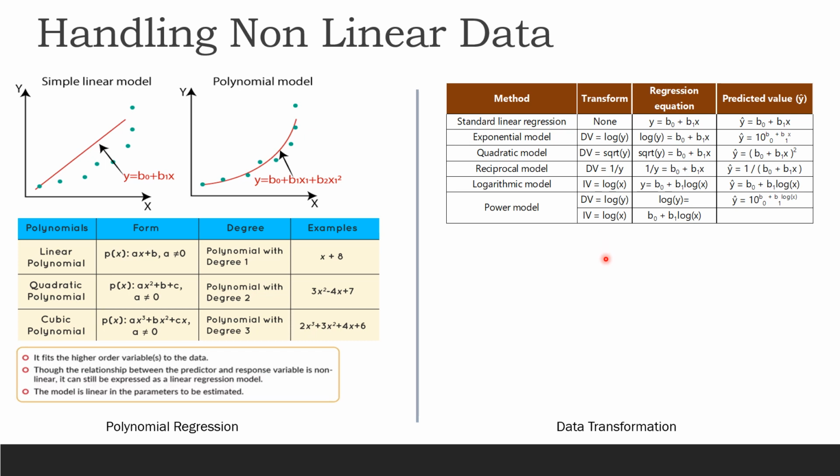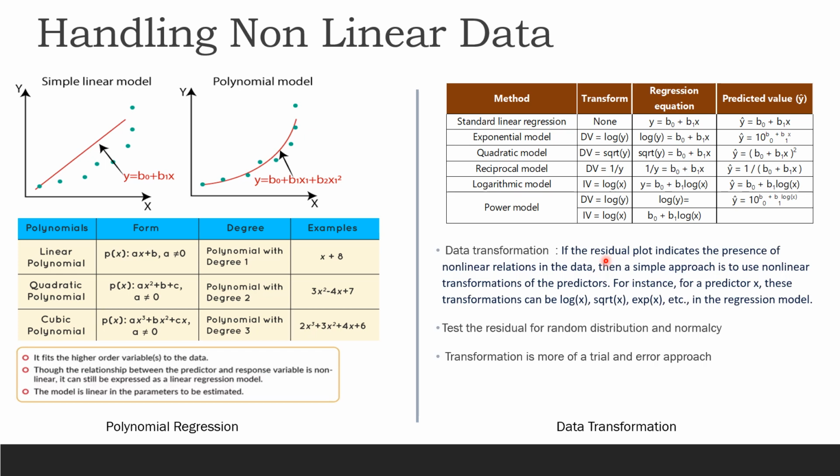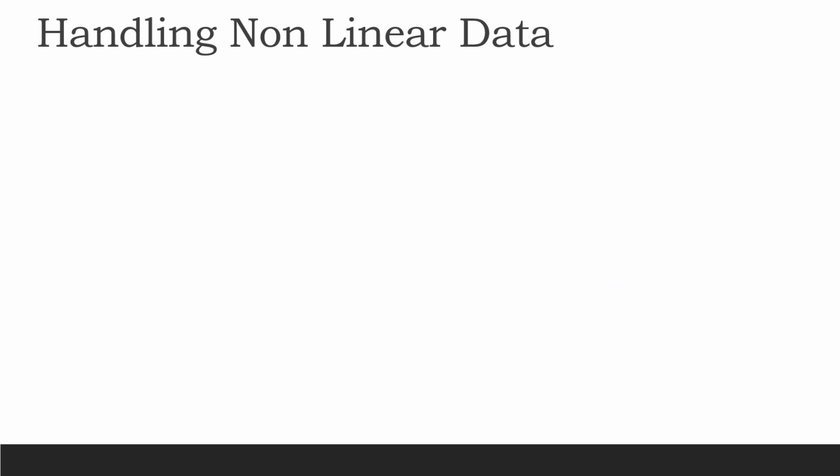By examining the trend that we see from the scatter plot, we might be able to figure out that there is an exponential or a logarithmic or some other function at play here, and those can be incorporated in our regression equation. But again, as we said, the residual, the difference between the predicted and actual, needs to be checked for random distribution and normalcy. And transformation is more of a trial and error approach. You could sense that it is a logarithmic relationship, but it may not fit that way exactly. So it is more of a trial and error method.